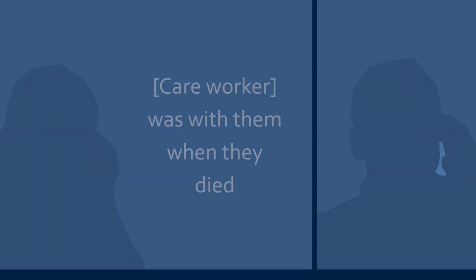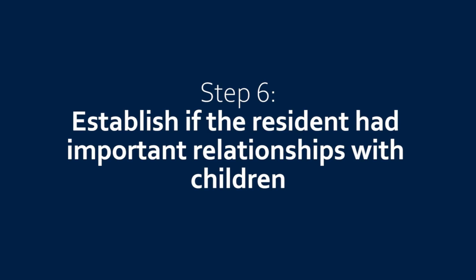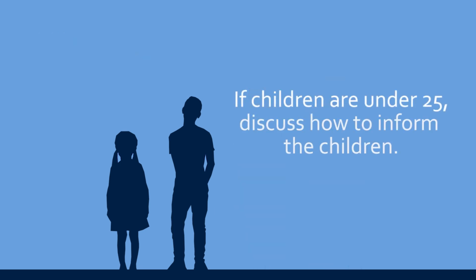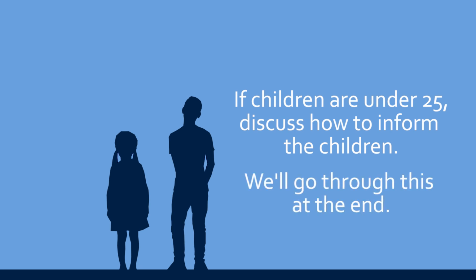The next step is to establish if the resident was a grandparent or had important relationships with other children. If they were, ask for the names and approximate ages of the children. If the children are under 25, you'll need to discuss with the person how to inform those children. We'll go through this at the end.